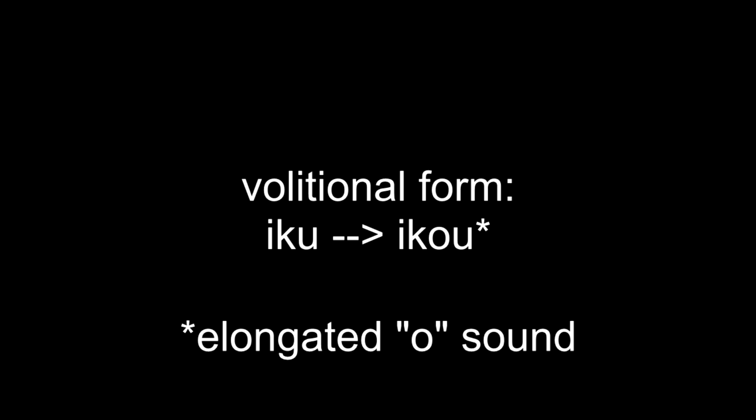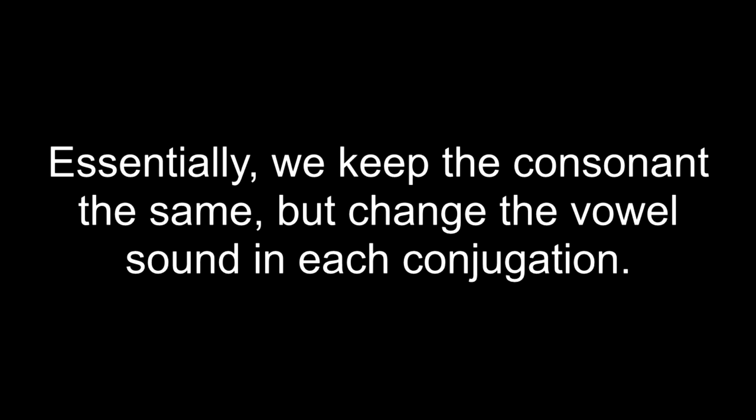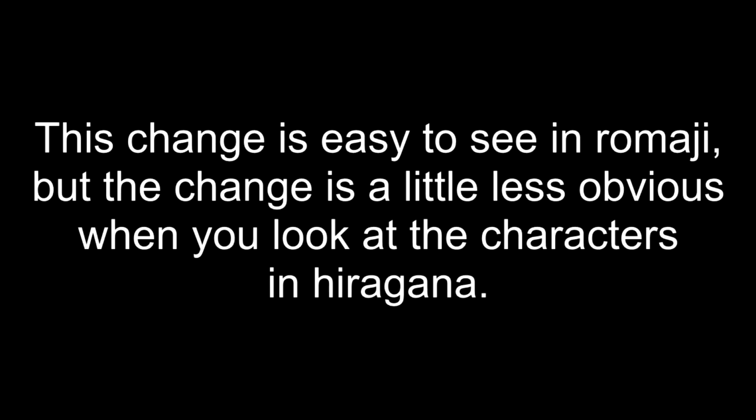Again, note here that the O is an elongated O sound. Essentially, we keep the consonant the same, but change the vowel sound in each conjugation. This change is easy to see in romaji, but the change is a little less obvious when you look at the characters in hiragana. Now you'll notice that I didn't touch on the te and ta forms yet.